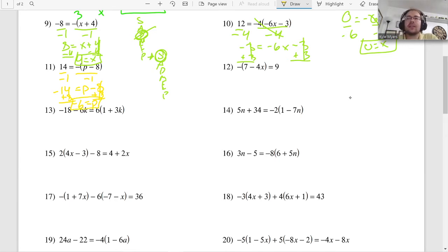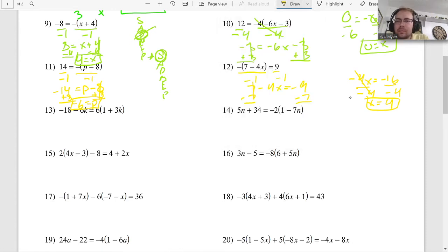P equals -6. That's it for that one. That's all we do. On to the next one. This one's really similar to that other one that had the negative in front. I can just break open that negative. Okay, and then I do SADMEP. Subtract 7. All right, I'm subtracting because the 7 is positive. -16. X equals 4. All right.